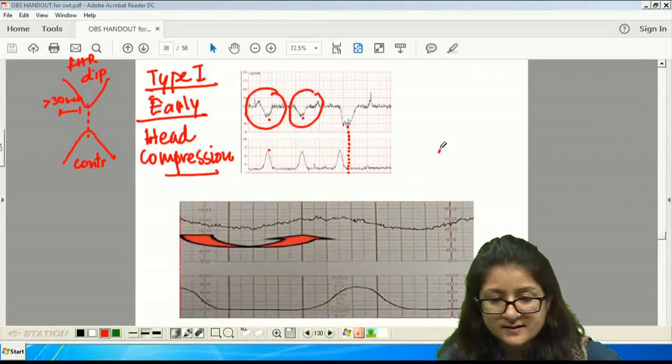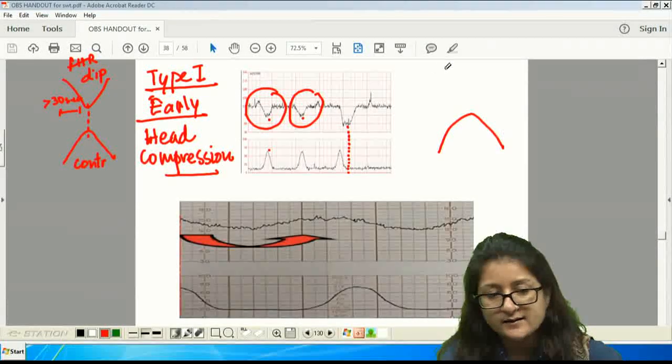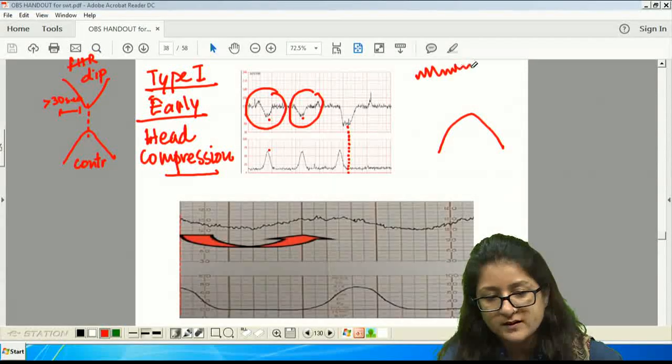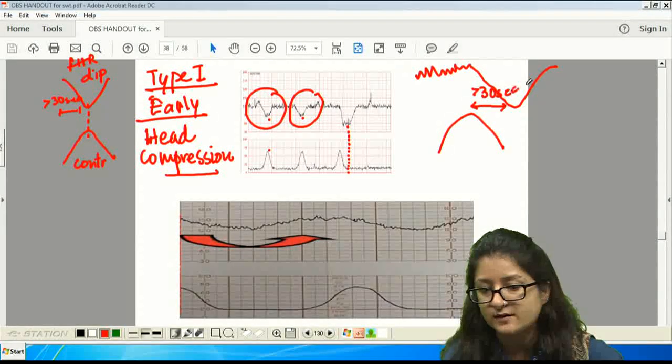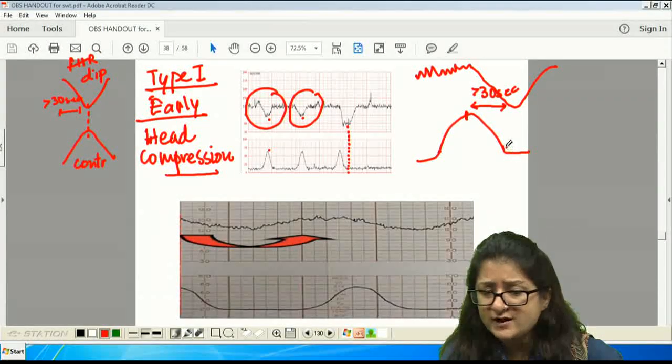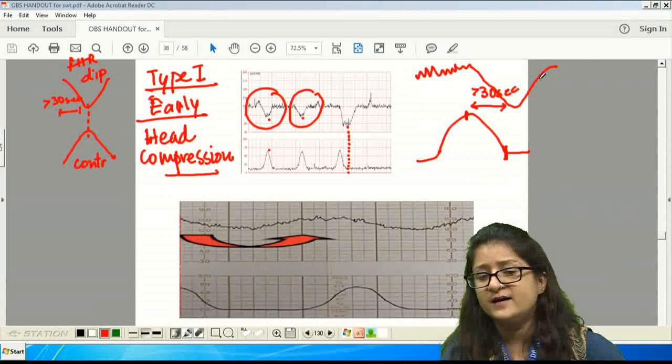So what happens is that this is the contraction, and this is the fetal heart rate. Now the dip starts happening here. So this is called late. There is a lag period of more than 30 seconds here. The contraction is over, yet the fetal heart rate has not recovered.